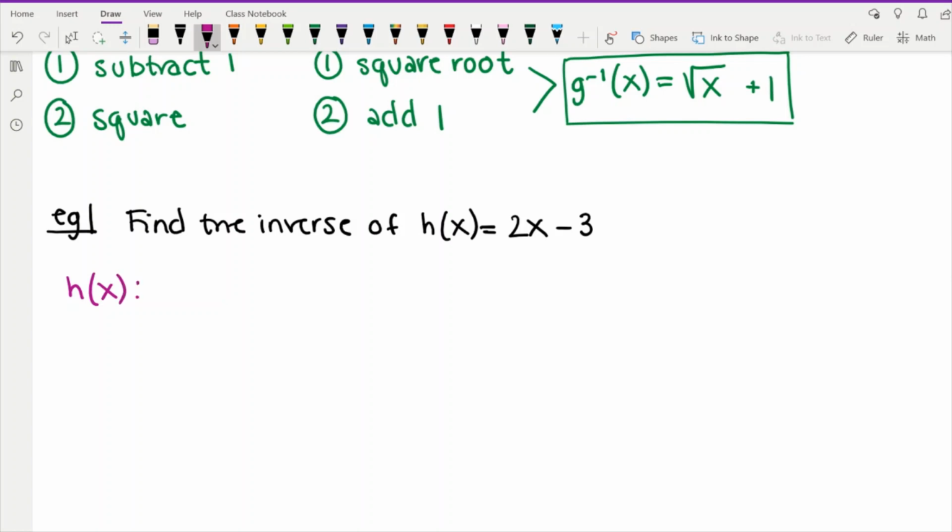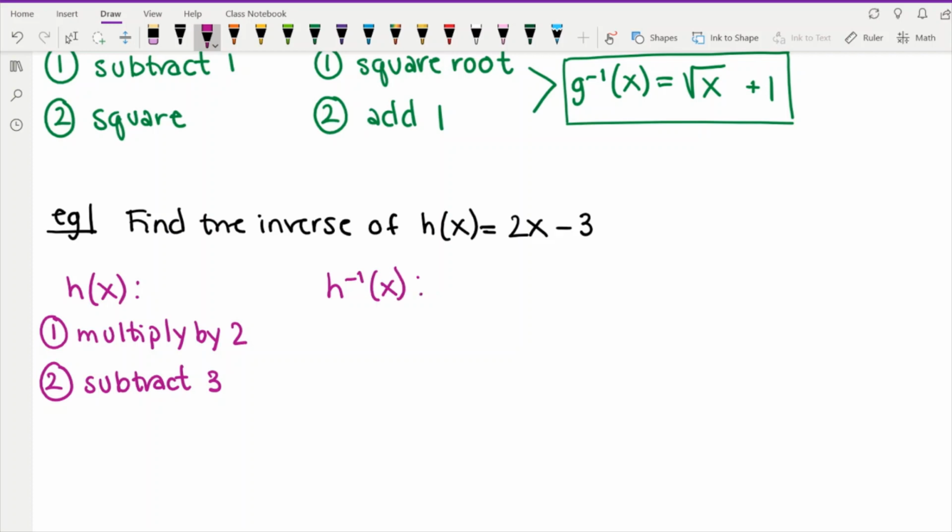So if you're plugging in an input to this function, what's the first thing you're going to do? You're going to start by multiplying by 2. And then you're going to subtract 3. And so what is the inverse function going to do? Well, it's going to start by reversing the subtraction. So it's going to start by adding 3. And then, what's the opposite of multiplying by 2? Well, the opposite would be dividing by 2.